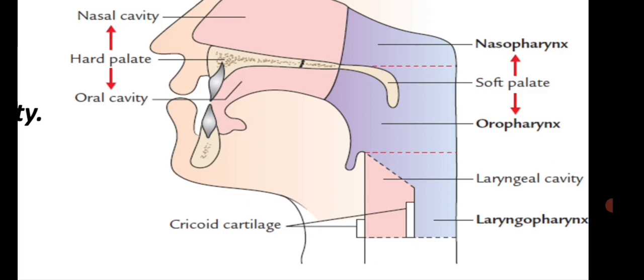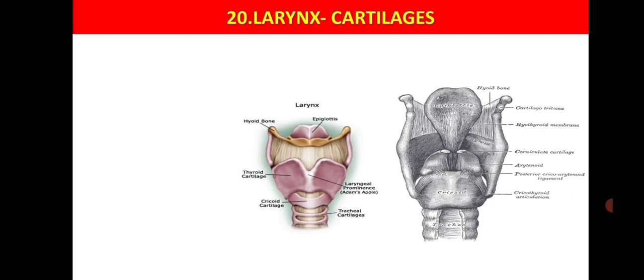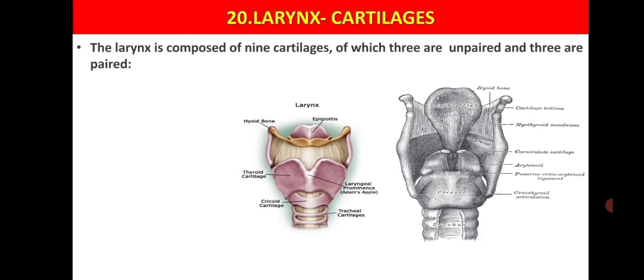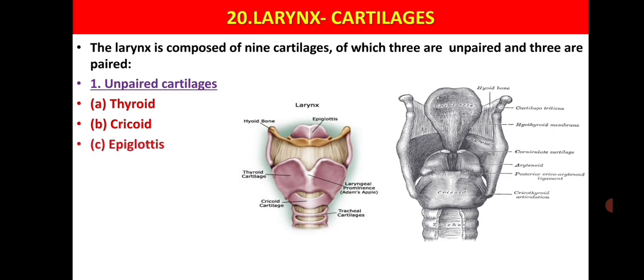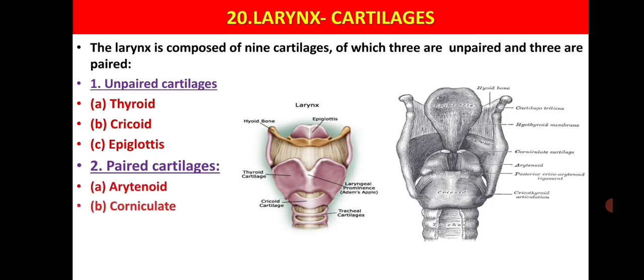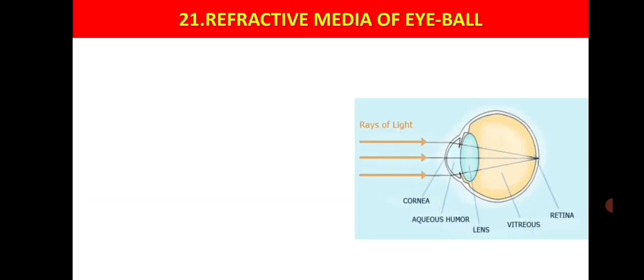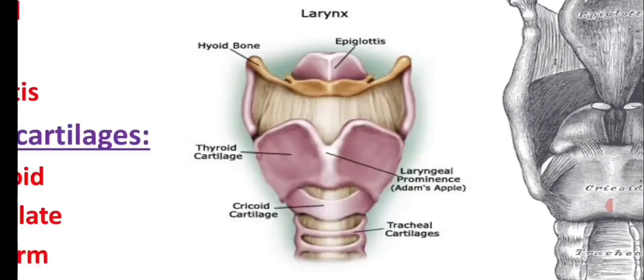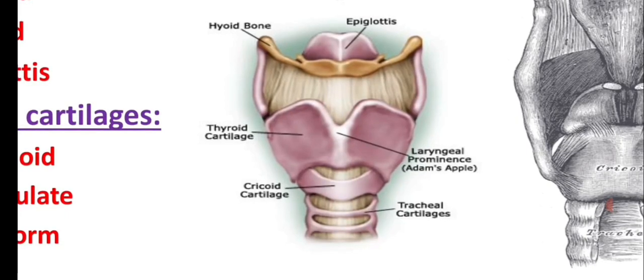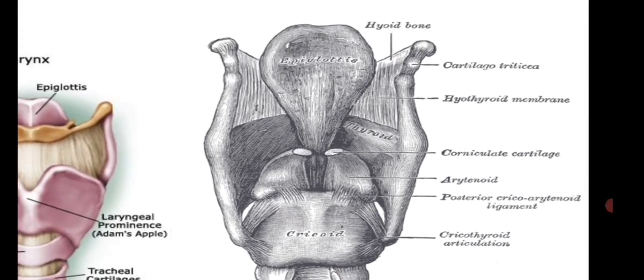The next question is about the larynx cartilages. The larynx is known as the voice box. It is composed of 9 cartilages, paired and unpaired. The unpaired cartilages are three: the thyroid cartilage, cricoid cartilage, and epiglottis. Paired cartilages are arytenoid cartilage, corniculate cartilage, and cuneiform cartilage. Here in this image you can see the thyroid cartilage, and below that is the cricoid cartilage.